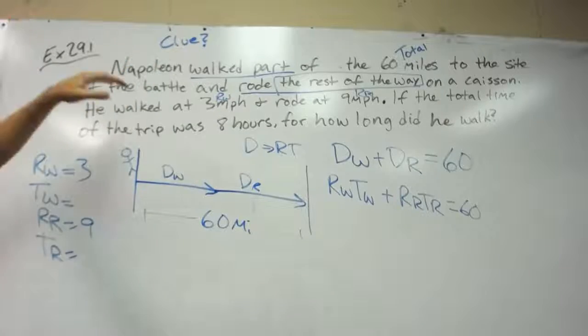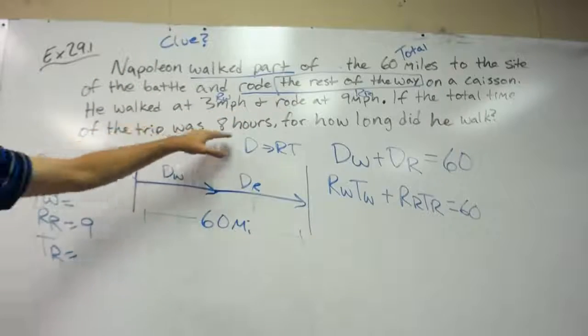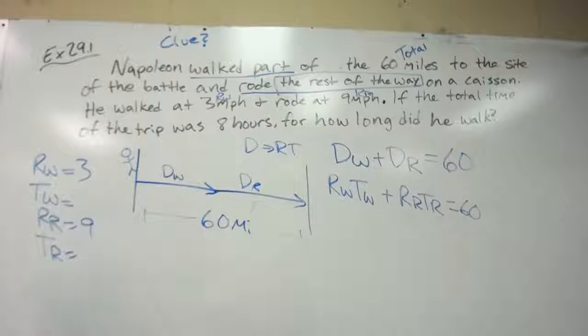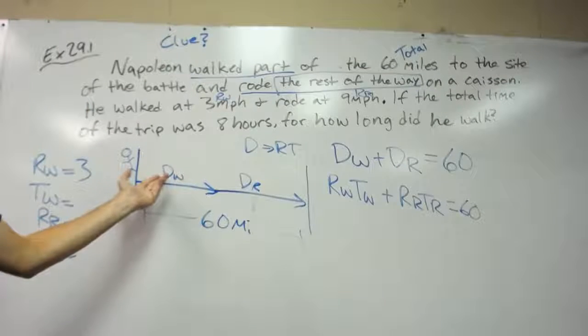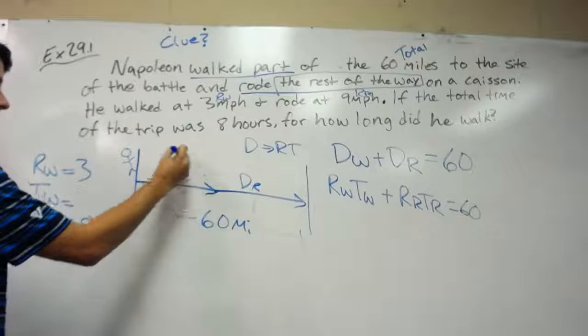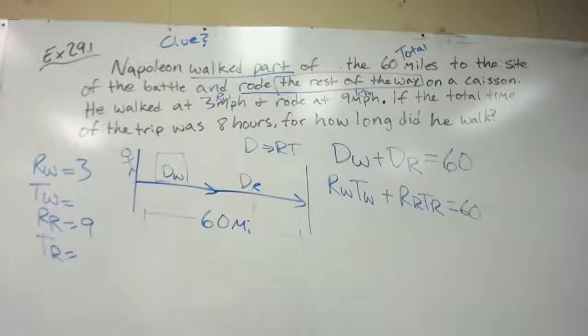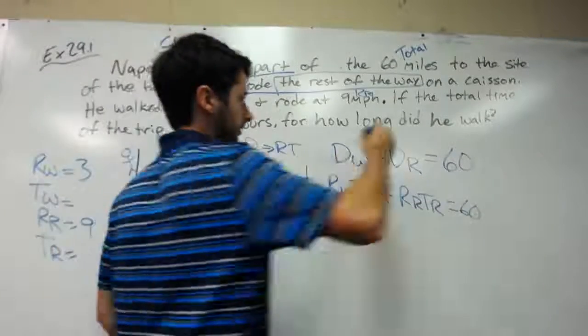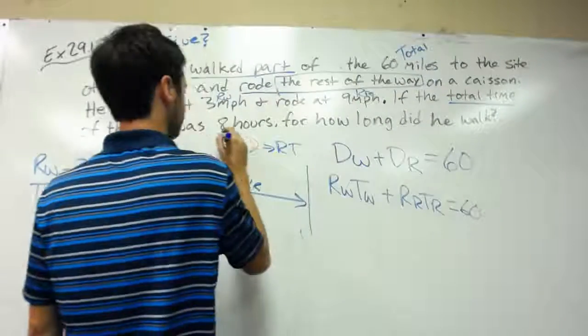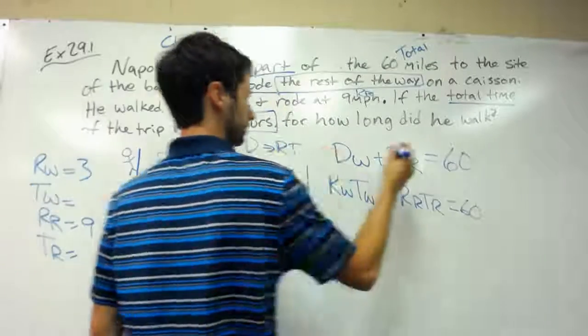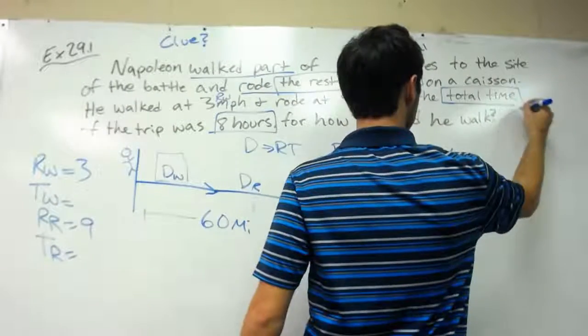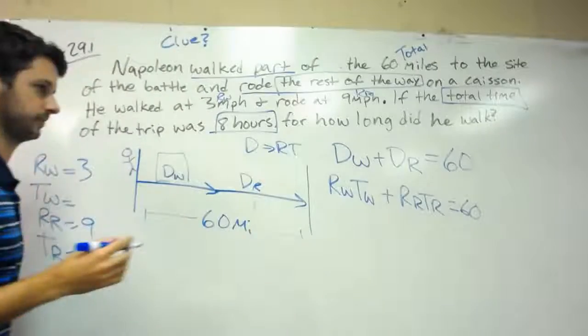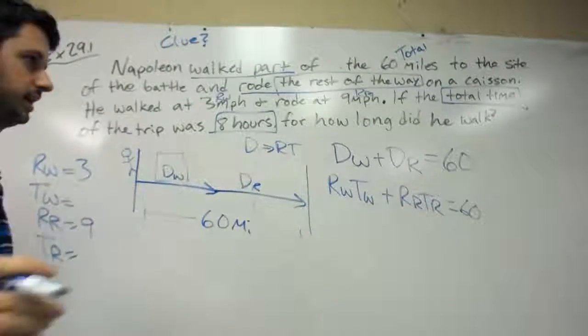Then it says, if the total time of the trip was 8 hours, how long did he walk? So we need to find the distance walked. That's what we're looking for. But in order to figure that out, we're going to have to figure out, okay, it says total time was 8 hours. Total time, 8 hours. Okay, so those are some clue words. Total time was 8 hours.